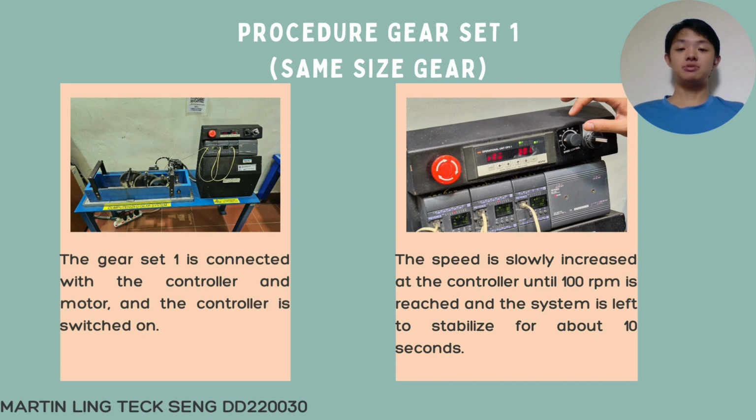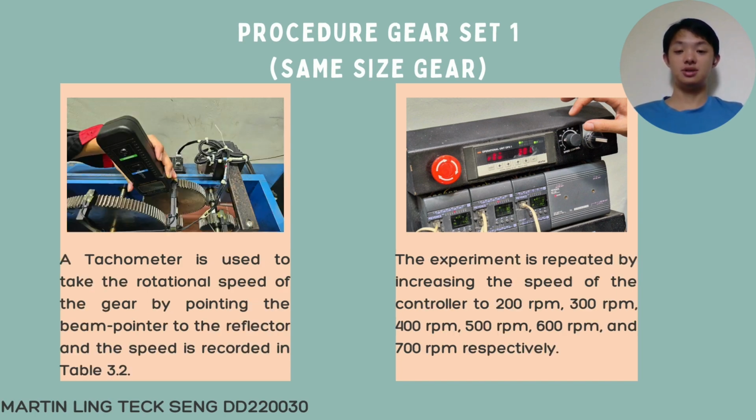I will present about the procedure of our experiment. So let us start from experiment 1. Experiment 1 is about the same size gear. Firstly, gear set 1 is connected with the controller and motor, and the controller is switched on. Then the speed is slowly increased at the controller until 100 revolutions per minute is reached, and the system is left to stabilize for about 10 seconds.